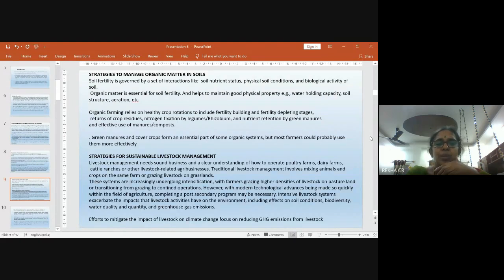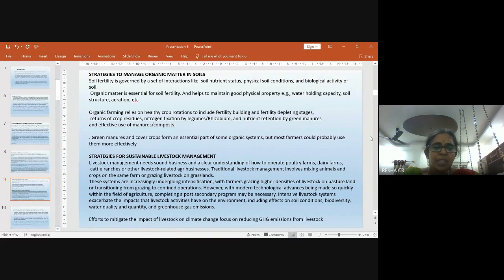So organic matter is also essential for soil fertility, which maintains good physical properties like water holding capacity, soil structure, aeration, etc. So organic farming relies on healthy crop rotation, which includes fertility depleting stages, return of crop residues, nitrogen fixation by leguminous plants, meaning the pulses, and nutrient retention by green manures and effective use of manures or composts. Green manures are the cover crops. They form an essential part of the organic system, but most farmers probably could use them more effectively.